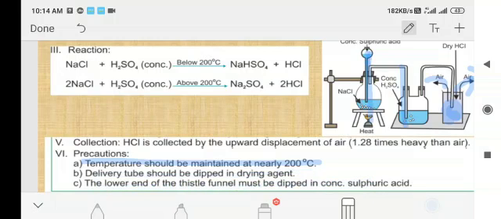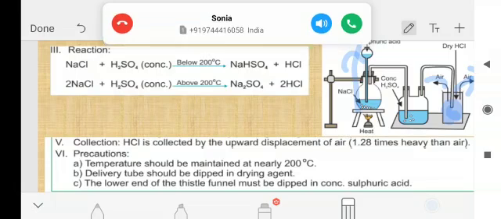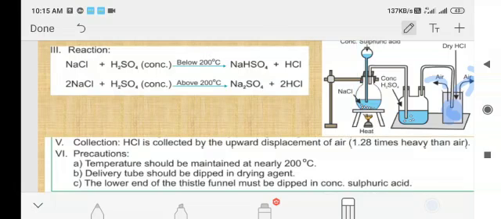If the delivery tube and thistle funnel are not immersed in the liquid, HCl can rise through this funnel, and it can come out this way. HCl is what we are supposed to collect here. HCl needs to reach here. So the lower end of the thistle funnel should always be dipped under the acid, so that HCl will not escape in this direction. Okay. Let me continue.